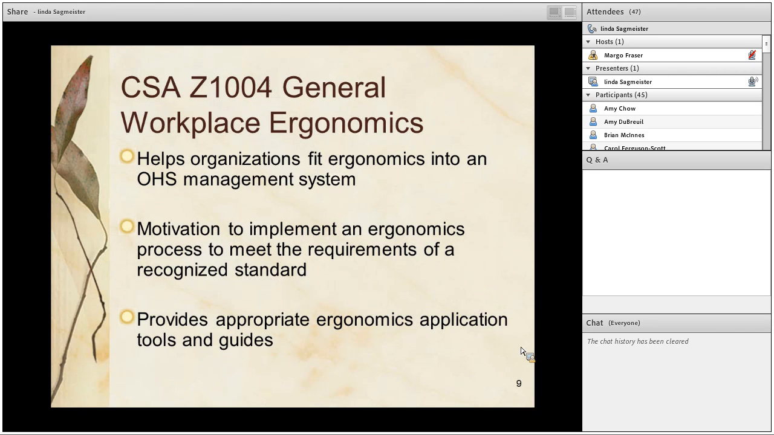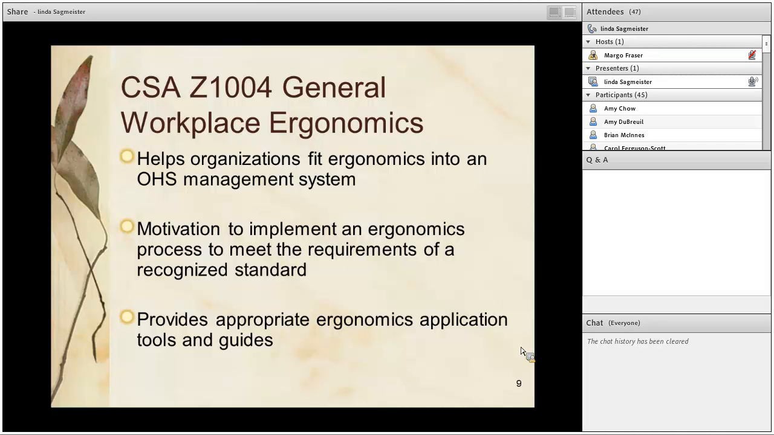It is general workplace ergonomics. It is intended to just work with organizations so that they can fit an ergonomics process into their OHS management system. So it's not about here's how you set up a workstation, although there is information in there, but it's intended overall as a management standard, and it has appendices with application skills and application tools in it.